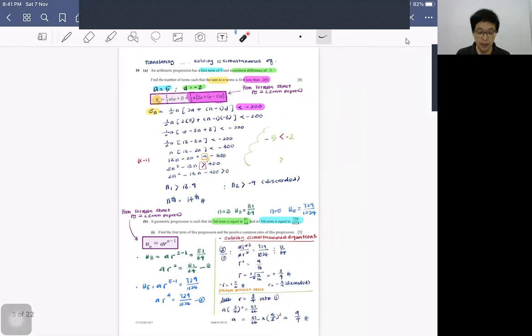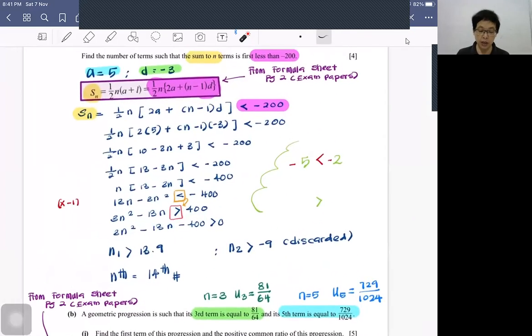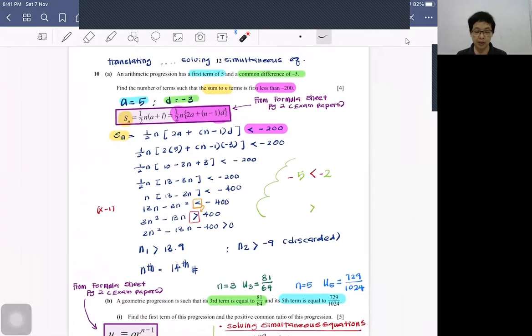So you can take your time, digest through the information, digest through the workings, and what helpful techniques we are doing, and in what way can we improve our speed and accuracy towards full marks.